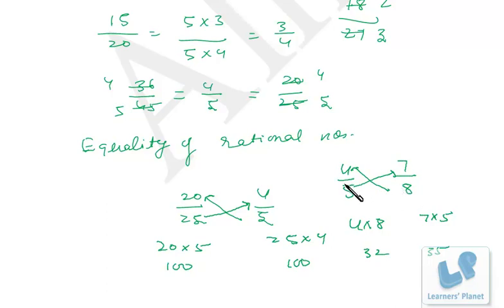It doesn't matter whether you write 7 by 8 this side or this side. Maybe you wish to write it this side, then also it doesn't matter. This product you have to write this side, and this product you have to write this side. So 35 is greater than 32, that means 7 by 8 is greater than 4 by 5, right? So this is the cross multiplication method to check the equality, or whether one is greater than or less than the other, among the rational numbers. Okay.